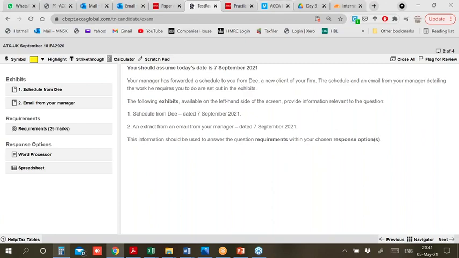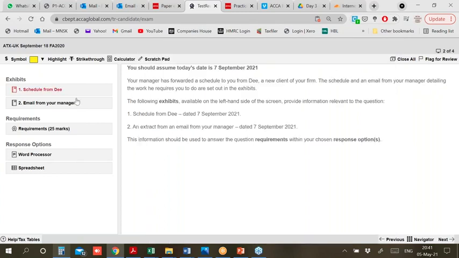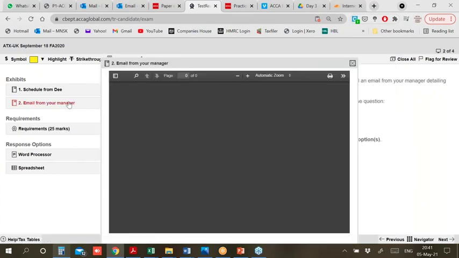So let's read the requirements quickly. A deals with minimizing income tax on investment income. B deals with some gift to CAM. I don't know who CAM is. And C is about tax efficient investments. Okay. Let's cross this and open the email from my manager.